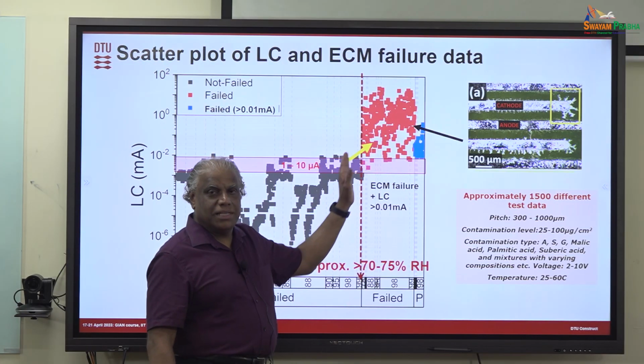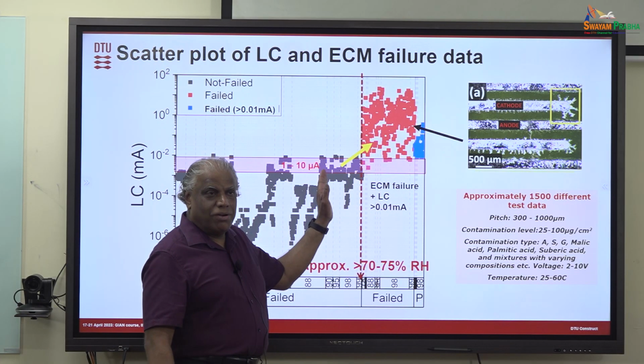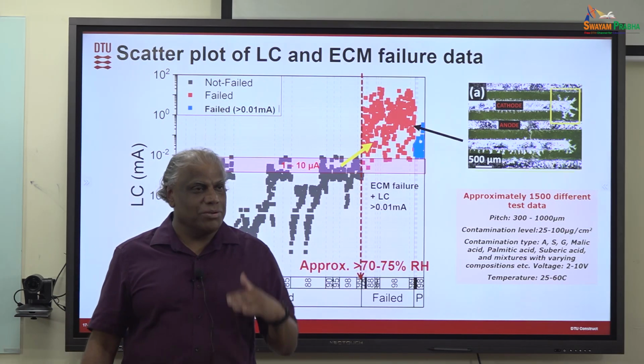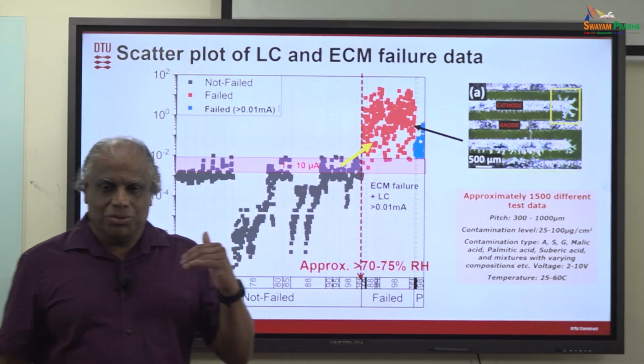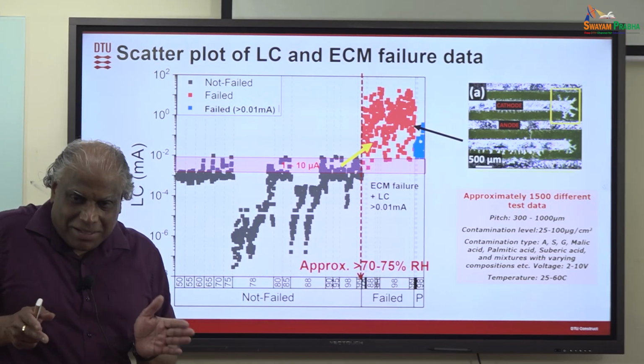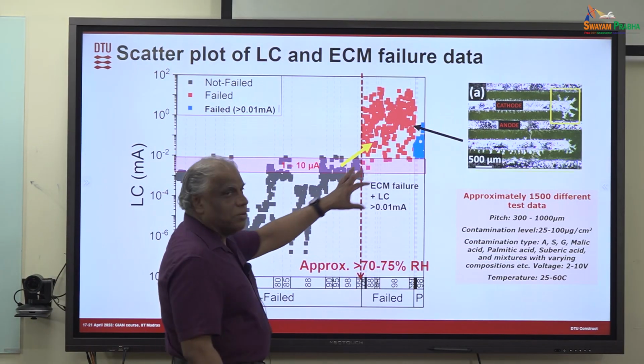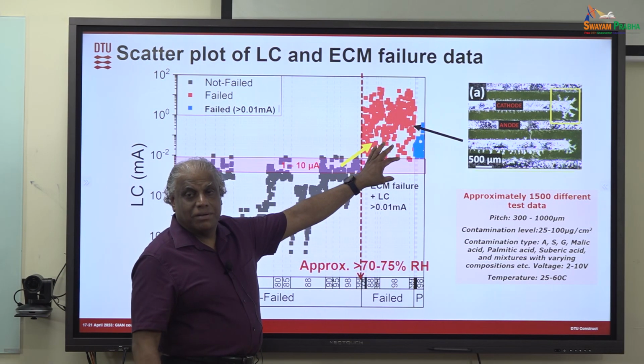So we can also say that the cutoff limit for the leak current that causes electrochemical migration is 10 microampere. As long as you can limit the current during the condensation period to less than 10 microampere, you can avoid forming electrochemical migration, for example.